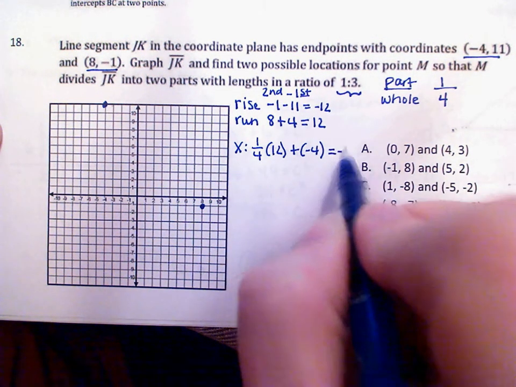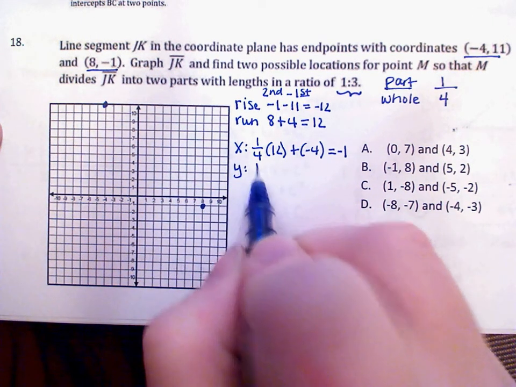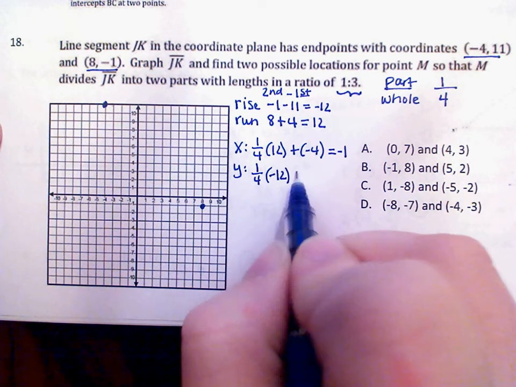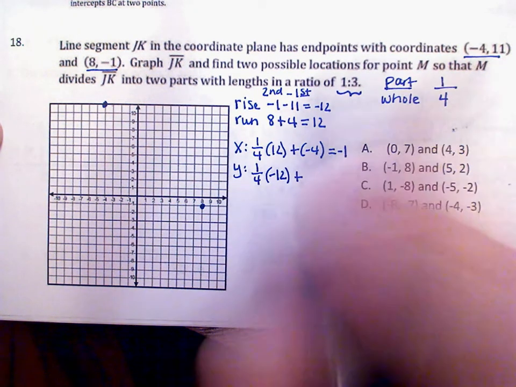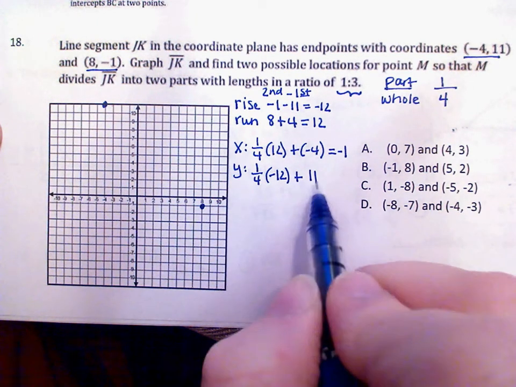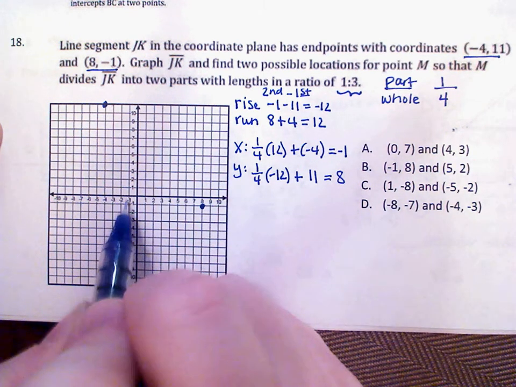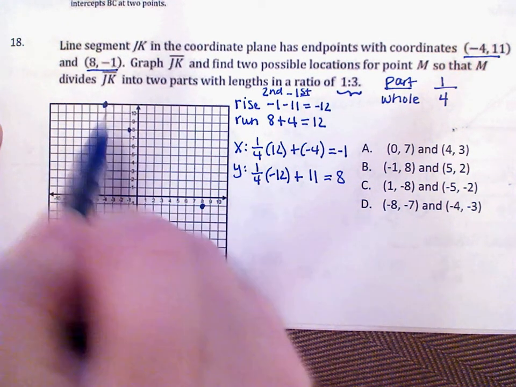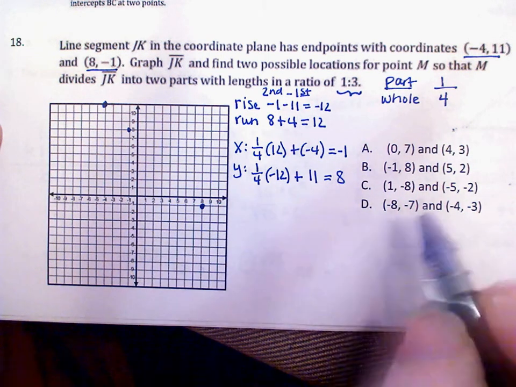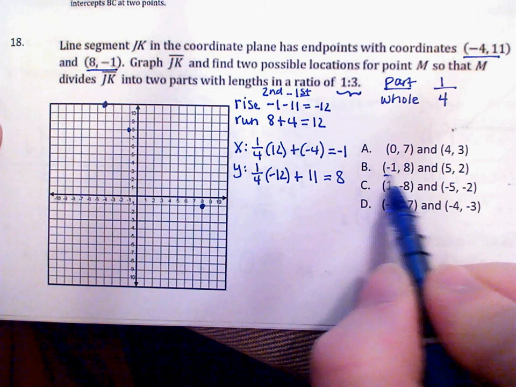Now I can find my y value. I know I want to go 1/4 of that distance, so this time it's 1/4 of the rise, which is -12, and I'm going to add that to the y coordinate of my first point, which is 11. 4 goes into -12, -3 times, plus 11 is 8. So one of the points is the point -1, 8. That is the point that is 1/4 of this distance, starting at this point and going towards that one. So there's only one of our answers here that has -1, 8, and that's B.